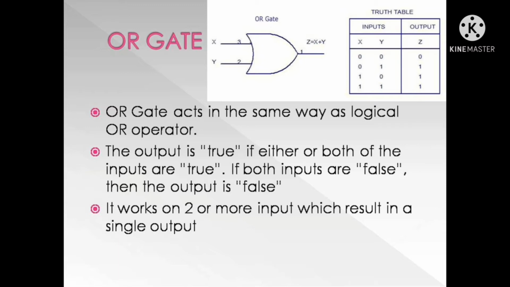The OR gate gets its name from the fact that it behaves like logical inclusive OR. The output is true if either or both of the inputs are true. If both inputs are false, then the output is false. OR gate works on two or more inputs which result in a single output. We can see the symbol of OR gate and truth table of OR gate. X and Y are the input symbols, and Z is the output.